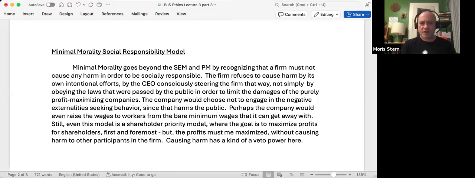Still, even this model is the shareholder priority model, where the goal is to maximize profits for shareholders first and foremost. But the profits must be maximized without causing harm to other participants in the firm. Causing harm has a kind of a veto power here.